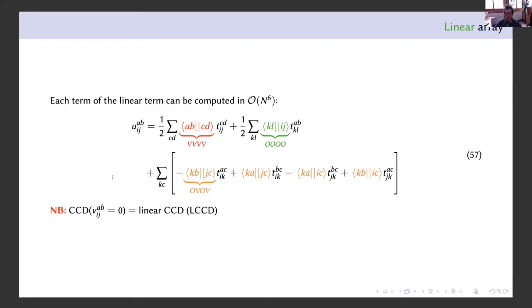If I look at this, I know that it's going to cost me N to the 6. Why? Because I need to compute all i, j, a, b elements of U, so it's already N to the 4. And I need to sum over CD or KL or KC, so N to the 4, and each term costs me N squared. So it's N to the 4 times N squared, it's N to the 6, which is the right scaling of CCD. So that linear term can be computed in N to the 6. I'm happy with this.